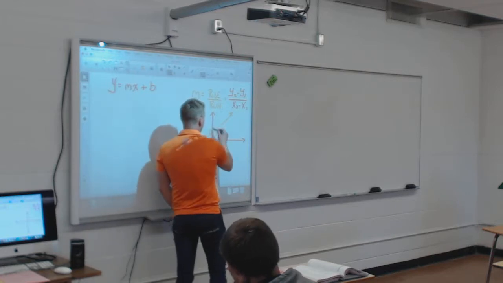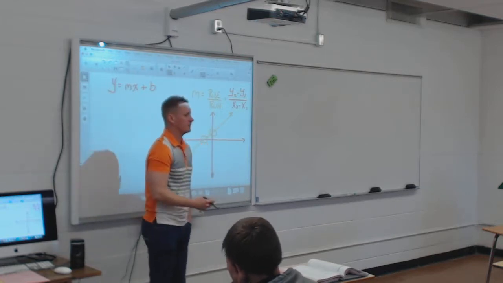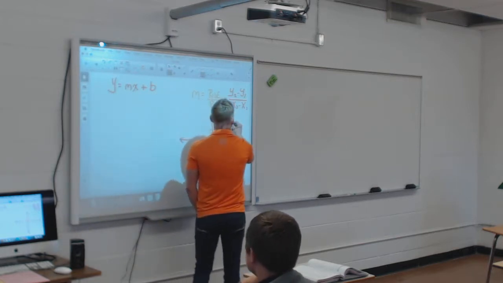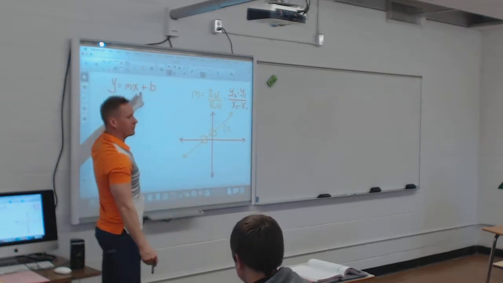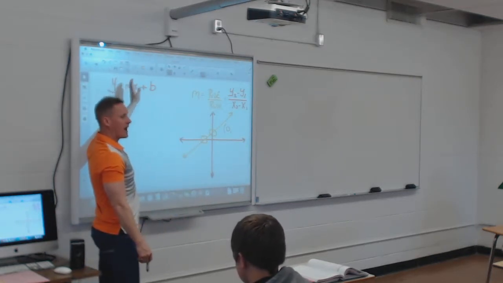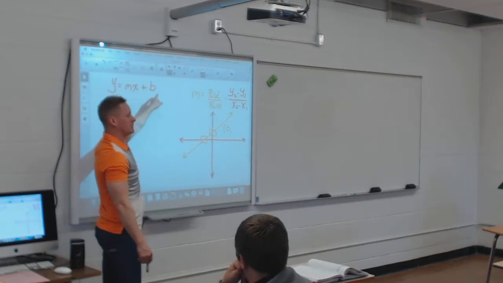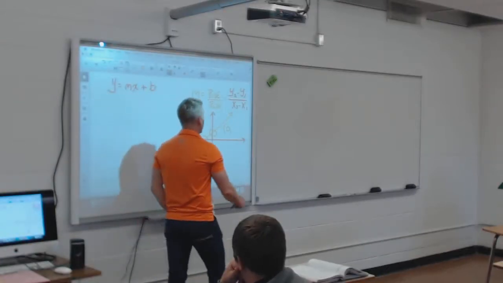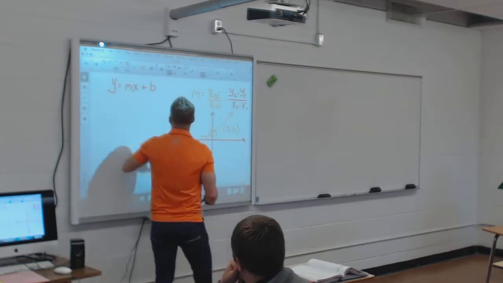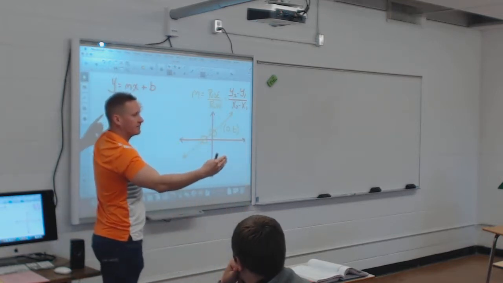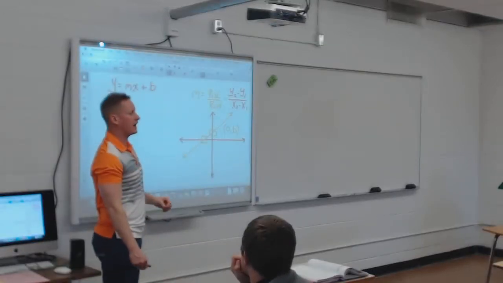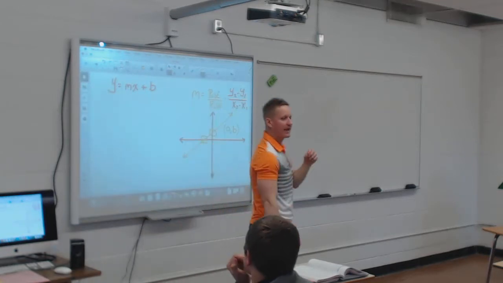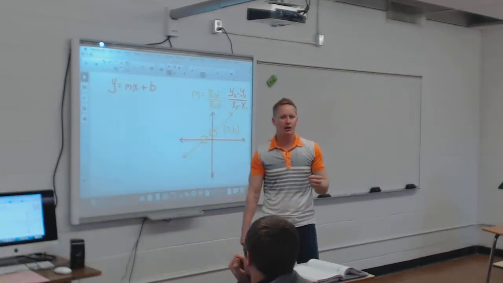What is the value of x anywhere along this axis? It's 0. So no matter what the equation is, if I put 0 in for x, it doesn't matter what m is, 0 times m is going to be 0. 0 plus b is going to be b. So if you have your equation written in the form y equals mx plus b, 0 and b is going to be your y-intercept. When it comes to graphing an equation, that's going to be your starting coordinate all the time.